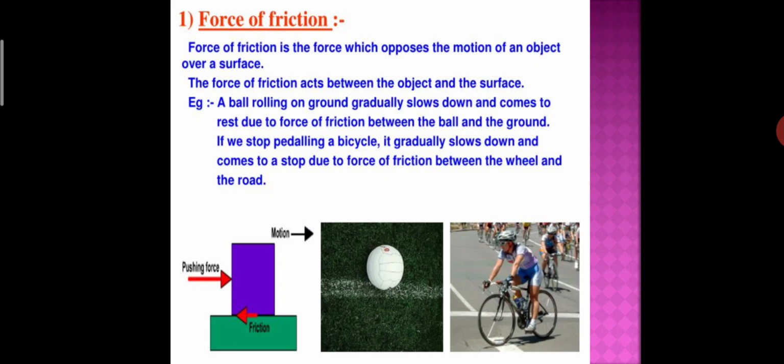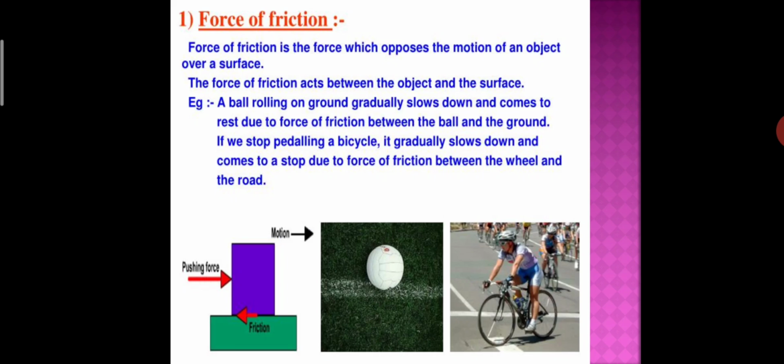Okay. So in your school also, on the table, when you are rolling a pencil, after some time this pencil stops because of friction. So let's see what is friction. Force of friction is the force which opposes the motion of an object over a surface. Understand students? If something is moving, it opposes the motion.